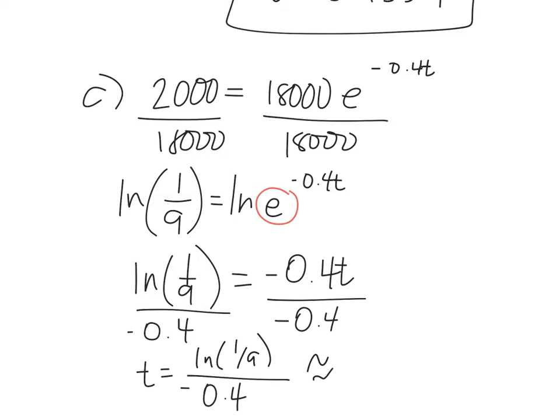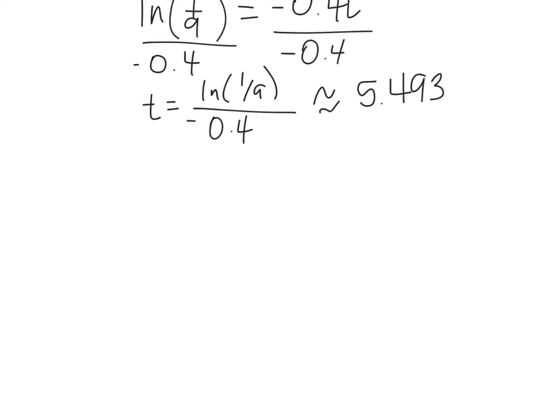And my approximate answer, when I put it in the calculator, let's see, ln of 1/9 divided by negative 0.4 gives me 5.493. So again, exact, and then my approximate answer here. Okay. Now, so that was the easy ones.